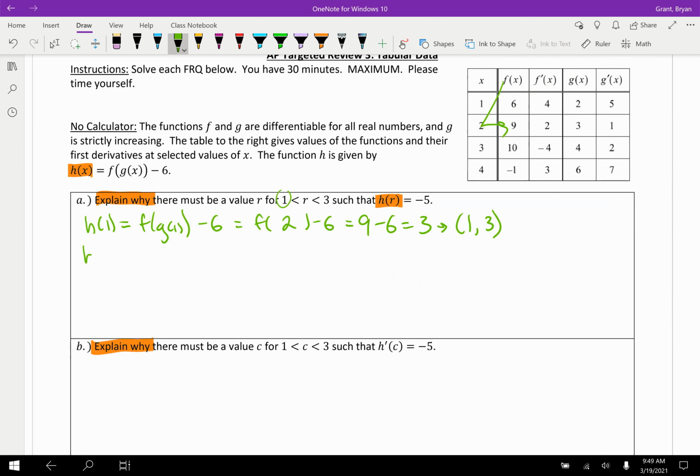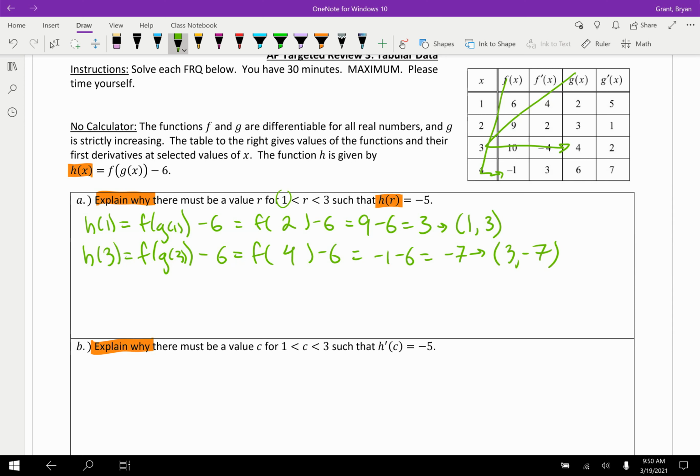Then we also need h of 3. F of g of 3 minus 6. G of 3 is 4. And then f of 4 is negative 1, which is negative 7. That gives us the point 3, negative 7.